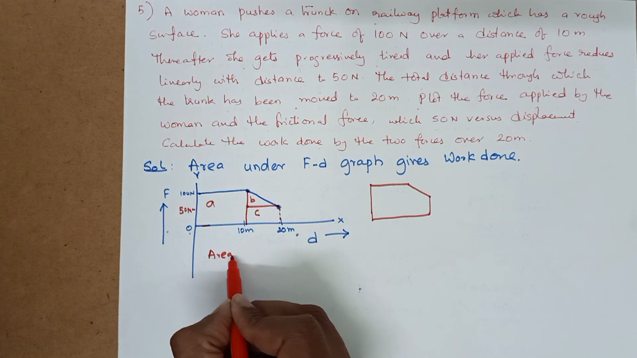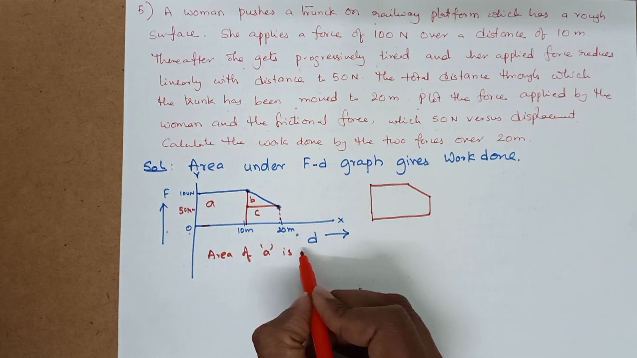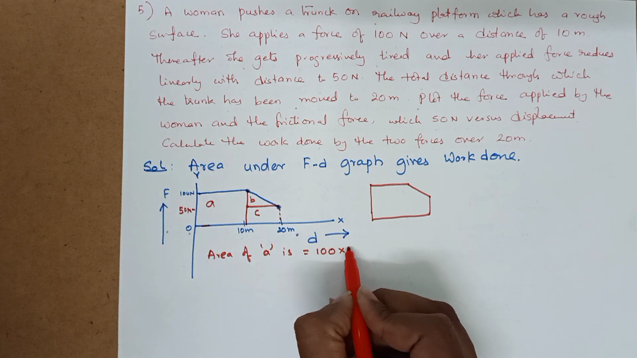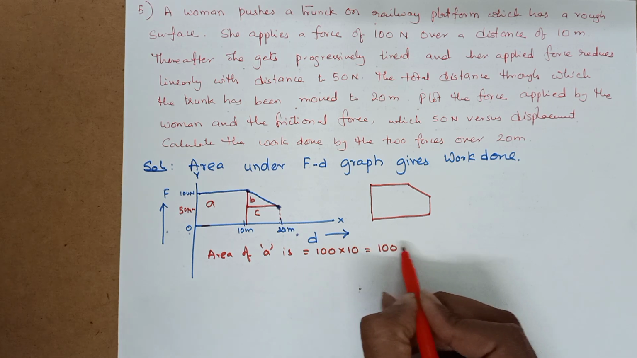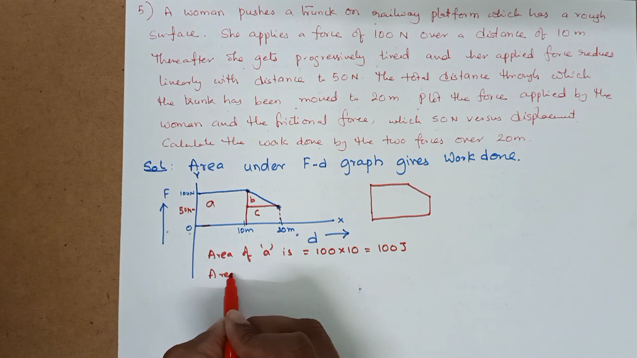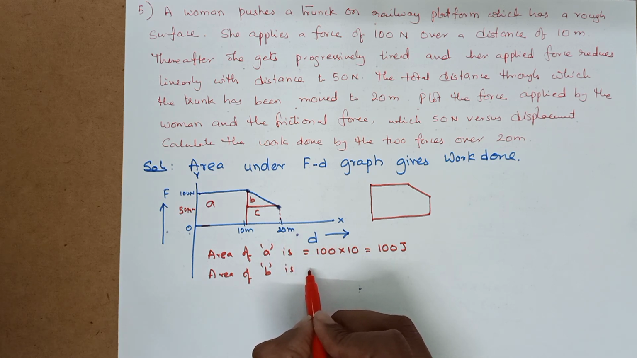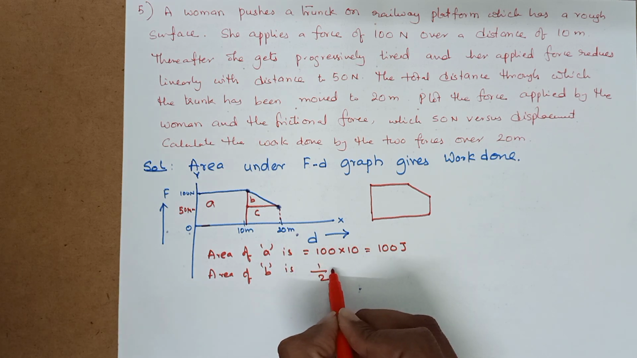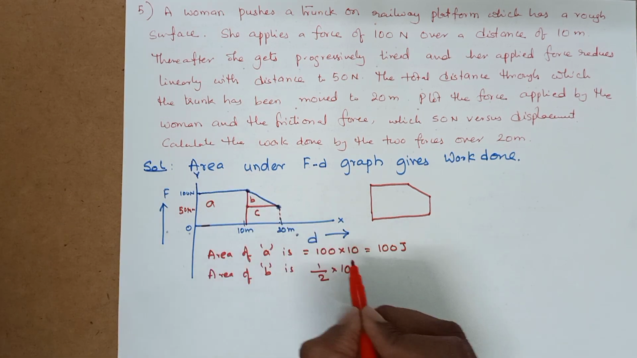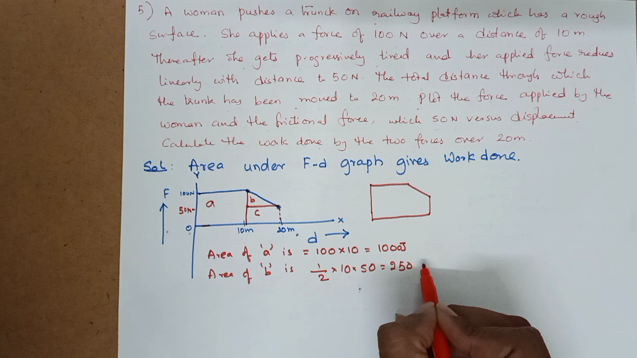Area of A, how to calculate? Length into breadth, 100 into 10, 1000 joules. Area of B is half into breadth 10 into height 50, which is 250 joules. So this is 1000 joules.